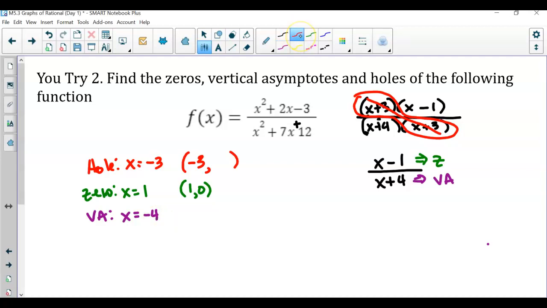Then now let's finish getting the y coordinate. If x is -3, what do we plug in for x? -3. So -3 minus 1 over -3 plus 4. So here we've got -4 over 1, which is -4. So you would have a hole in the graph located at the point (-3, -4).